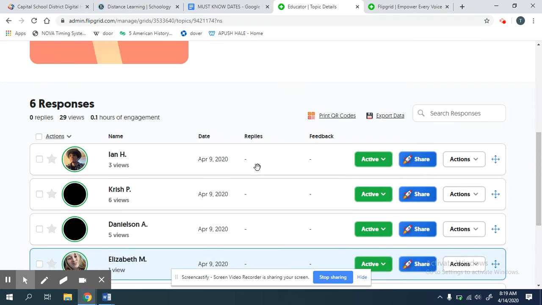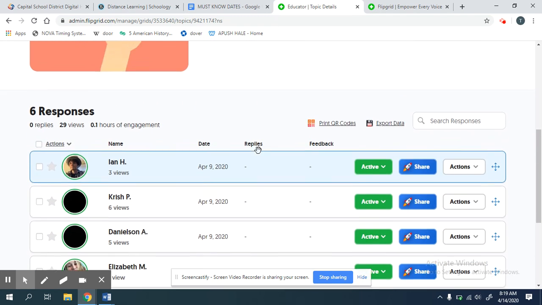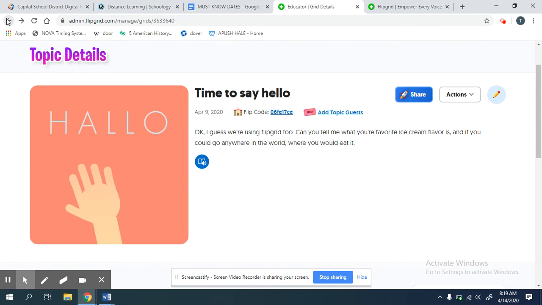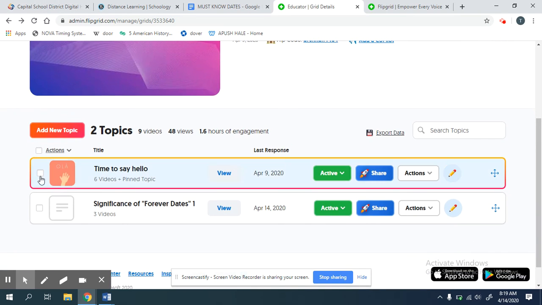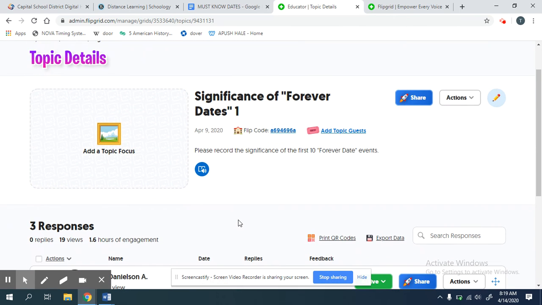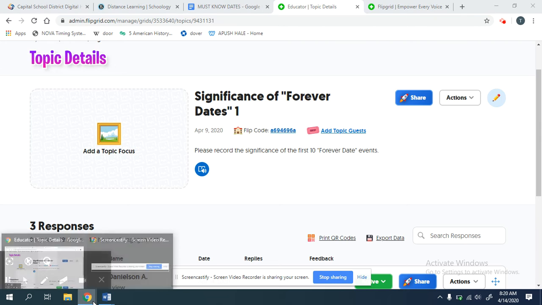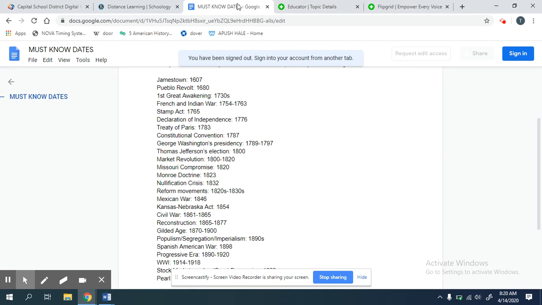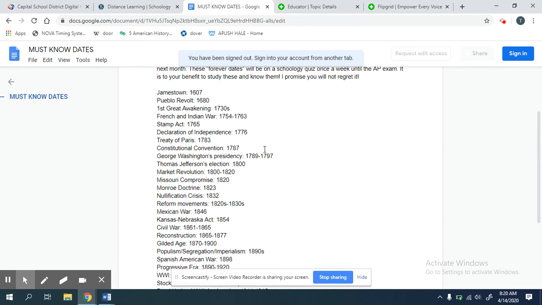But once you have finished this Flipgrid, just to make sure you're comfortable using it, I would like for you to go forward and look at the significance of those Forever Dates. So this is your main assignment that will be due this week. Please record the significance of the first 10 Forever Dates events. Now, what I'm going to hope is that you can look at these events and break it down into a very quick, 15, 20 second per event manner where you could say why their significance.